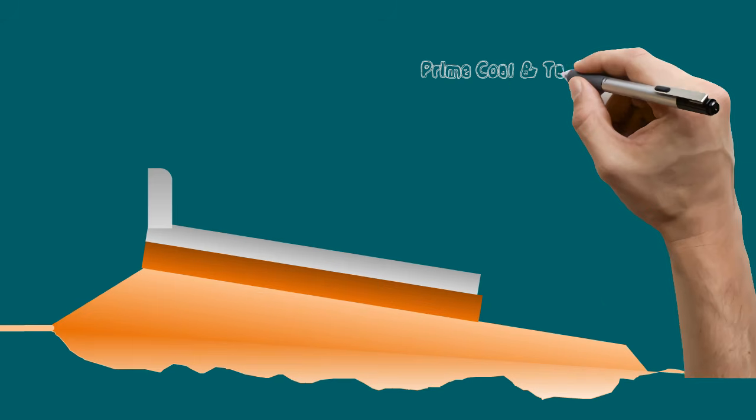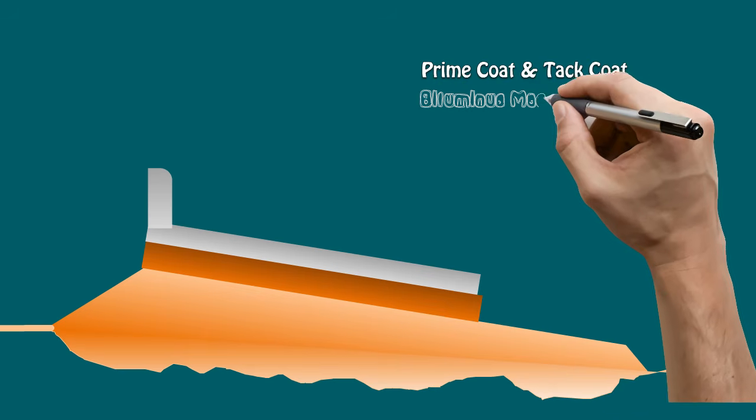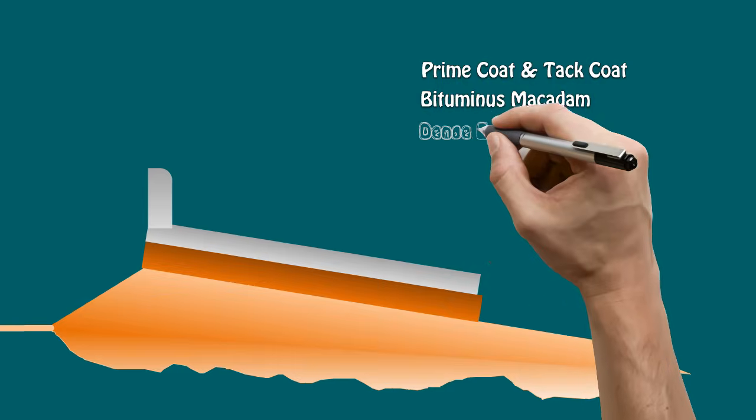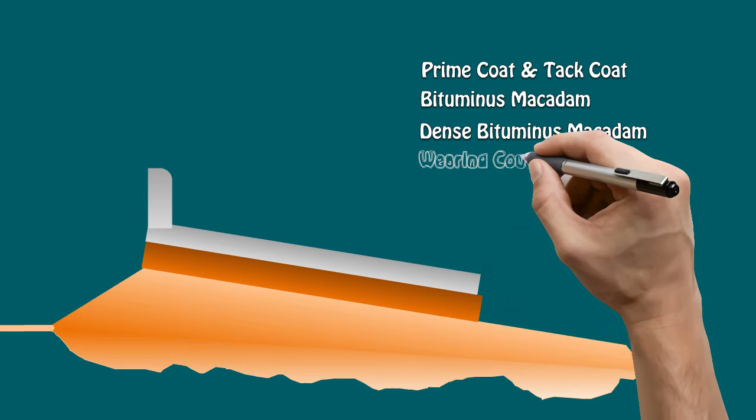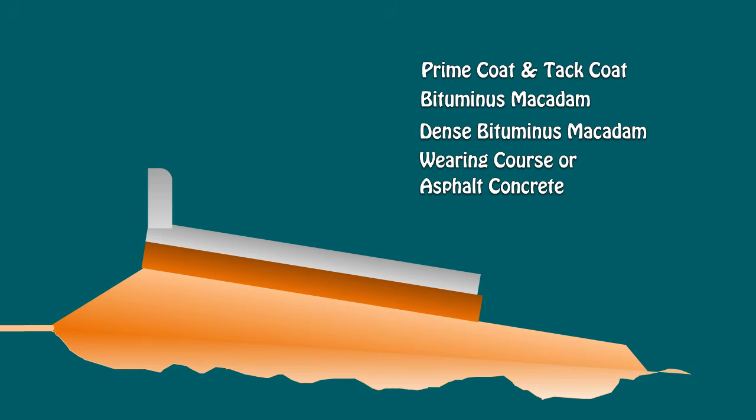Now, we are going to see the asphalt work. Asphalt work is the most expensive and important work in the road project. It involves the following items of work. First, the prime coat and tack coat. Second, bituminous macadam. Third, dense bituminous macadam. And then, fourth is wearing course or asphalt concrete.